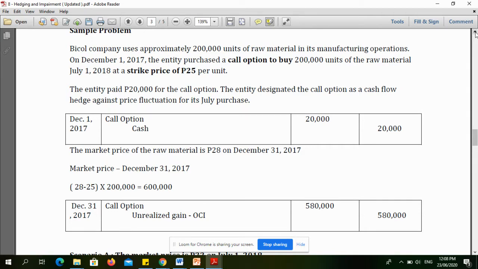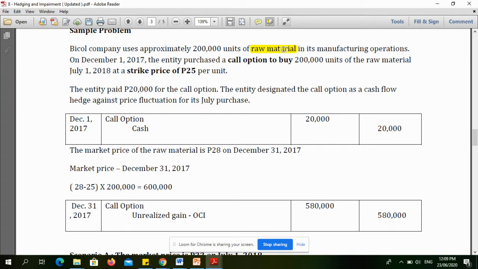The first question will be, bakit ba si Bicol Company bumili siya ng call option? The reason is because, most likely than not, etong raw material na to, super fluctuating ng value niya sa market. Kaya si Bicol Company, alam niya kasi na there is a possibility that the value of these raw materials will change in the future. Kaya siya bumili ng call option.